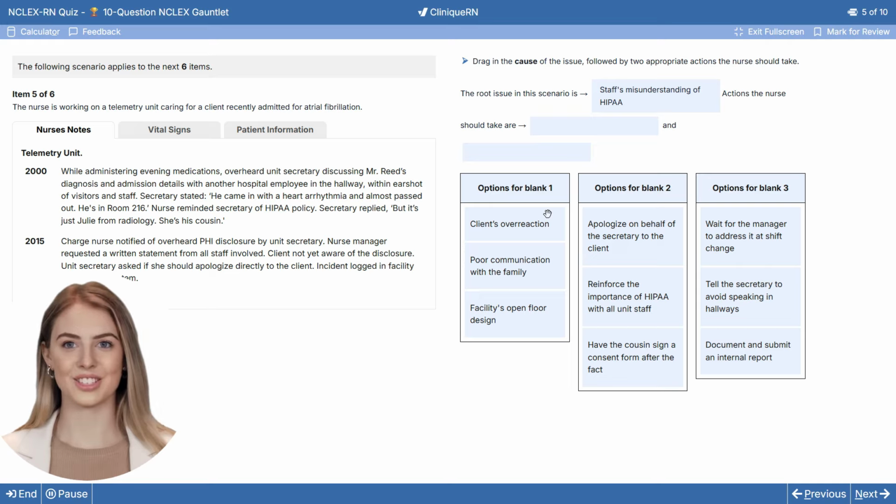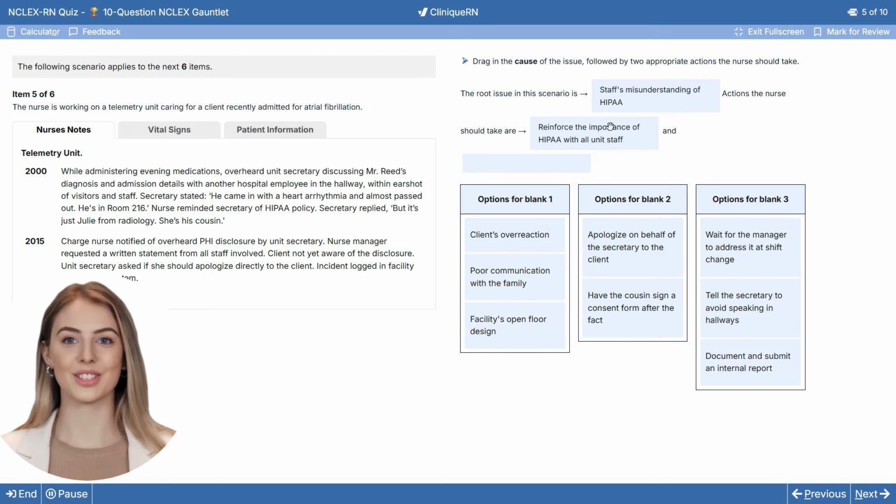Now, first action. What's the most important step the nurse should take? Correct answer? Reinforce the importance of HIPAA with all unit staff. Rationale. Education is the immediate fix. It prevents repeat violations by reminding staff what can and can't be shared, especially in open areas. Think of it as a mini in-service moment. Next blank. What's the nurse's second action?